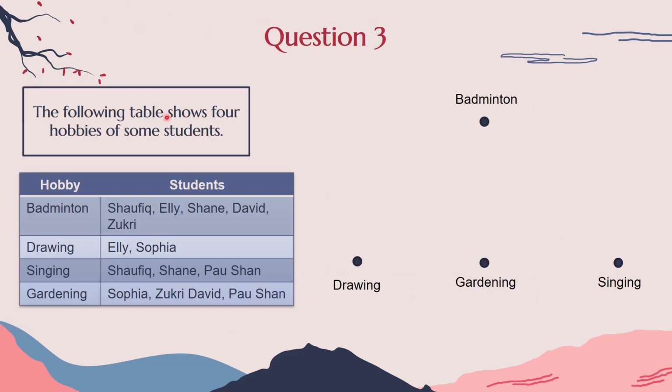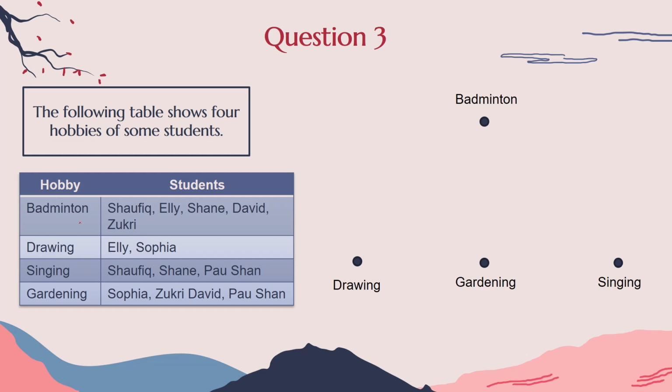This is example 3. We draw the edges together, but I don't have my pen. I am only using my computer mouse, and the line may be a little crooked. This is the information. The following table shows 4 hobbies of some students. In this question, the vertices will be the hobbies, which are badminton, drawing, gardening, and singing. And the edges will be the names of the students.